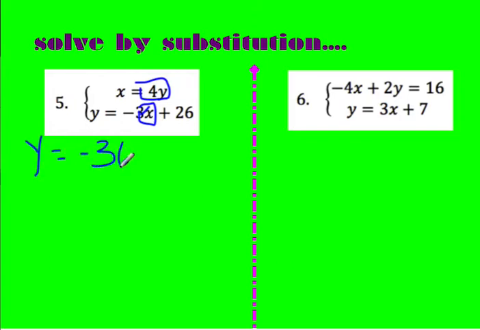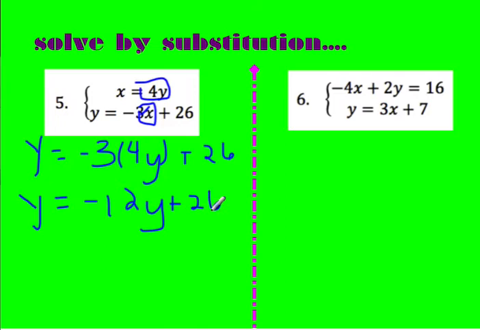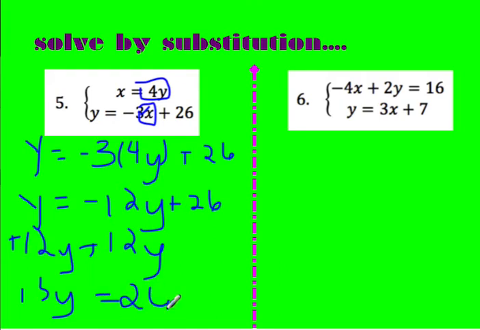Now instead of writing x, I'm going to substitute in that 4y plus 26. So -3 times 4 is -12y plus 26. Now I need to get my y's on the same side. Since this is a -12y, to get it over to the other side, I need to add 12y. So I get 13y is equal to 26.